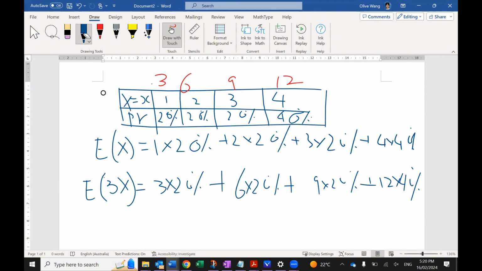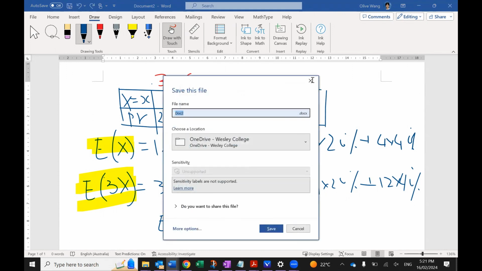Now everyone have a think. What's the relationship between these two things then? The second one, expected value of 3x, is actually 3 times the expected value of x. So that gives us one formula we can use.